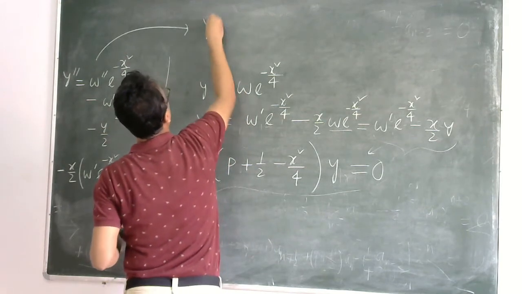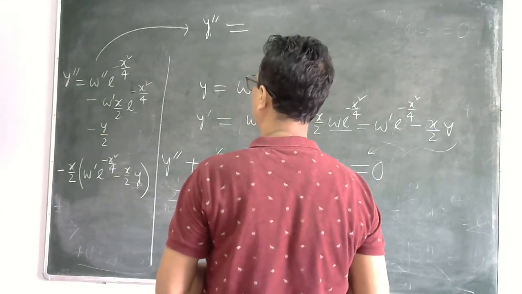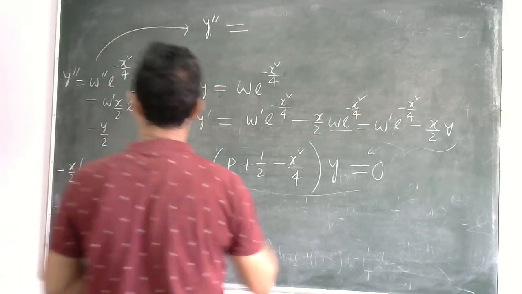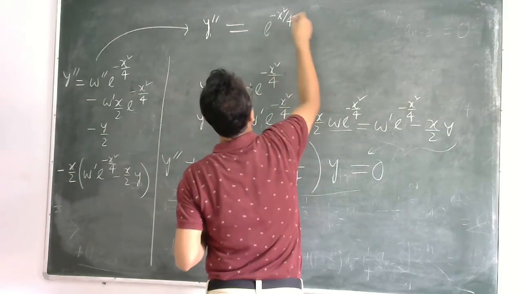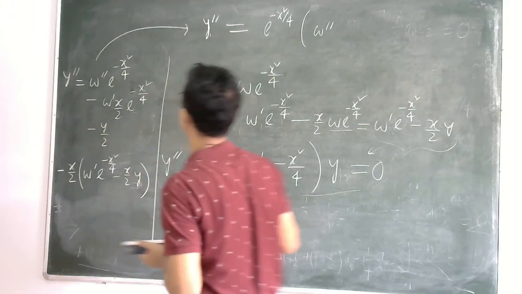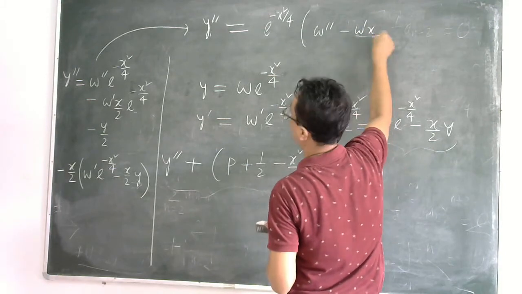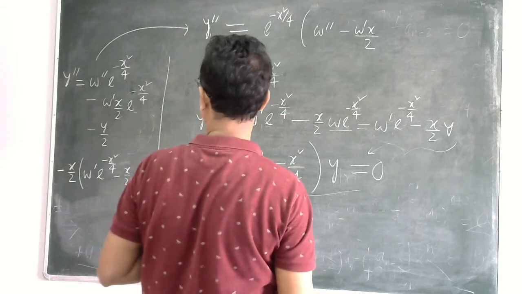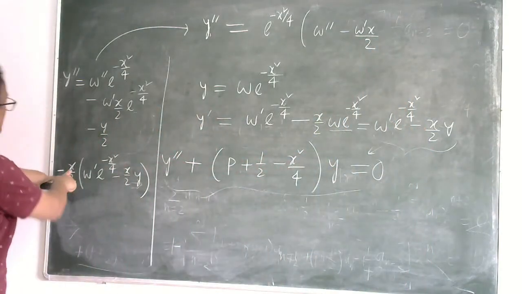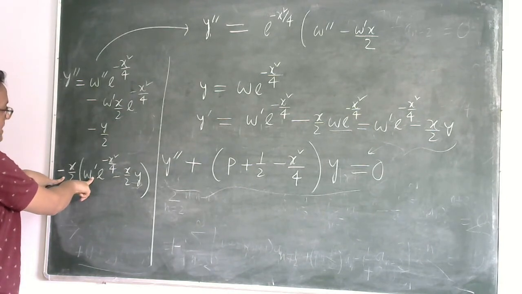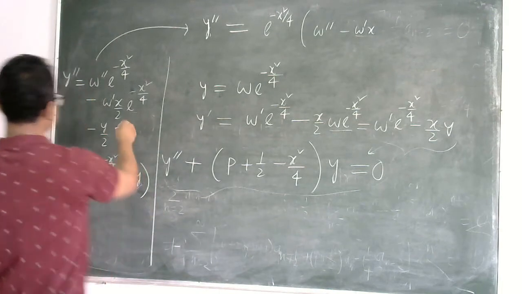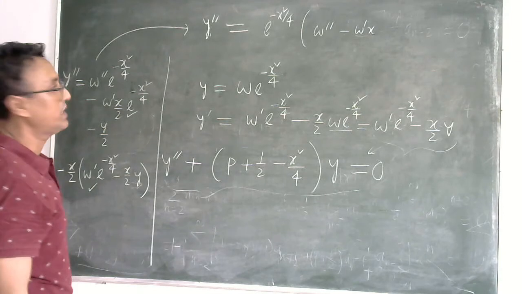y double prime is going to be equal to, you take e to the power minus x to the power 4 out. If you do that, from here you are going to get omega double prime, from here you are going to get minus omega prime x by 2, and from here again you are going to get minus x by 2 omega prime, isn't it? Fine. So this one and this one together are going to give me simply minus omega prime x. Is it okay? Fine. This term and this term together.